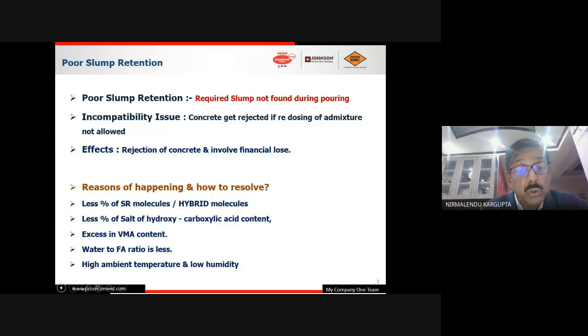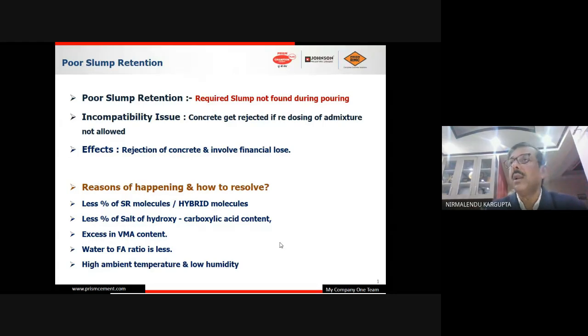Water to FA ratio is less. Water is less and FA is very high in design mix. High ambient temperature and low humidity, no precautionary measure has been taken. So these are all the reasons. It's not only admixture. Concrete mix design is also held responsible. Ambient condition is also held responsible. So it is not only admixtures, कि admixture नहीं कर पाया, हमको हर एस्पेक्ट देखना पड़ेगा.